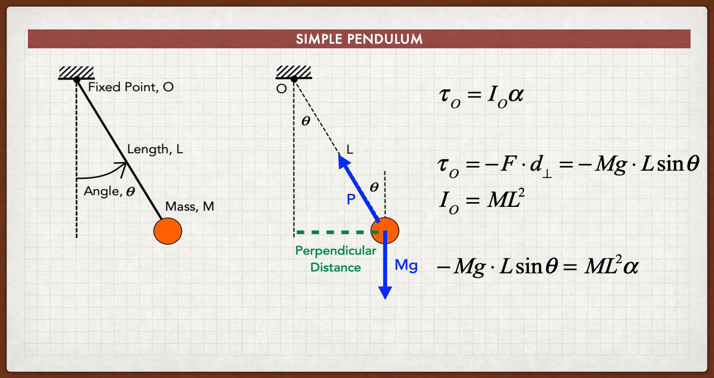I know, we need to simplify. M's cancel. Wait, the M's cancel? The M on the left side is gravitational mass. The M on the right is inertial mass. Remember the principle of equivalence? They are the same mass, and so they cancel.